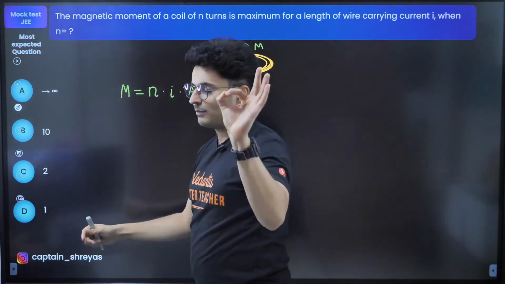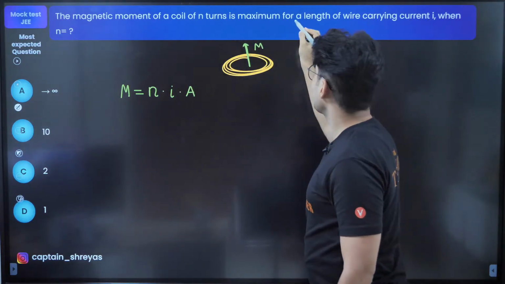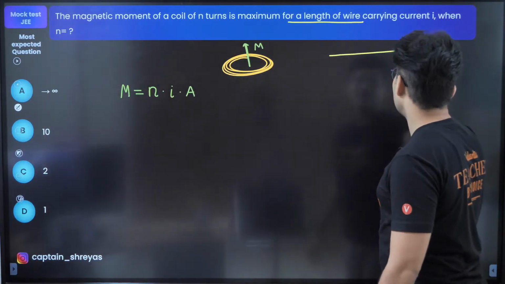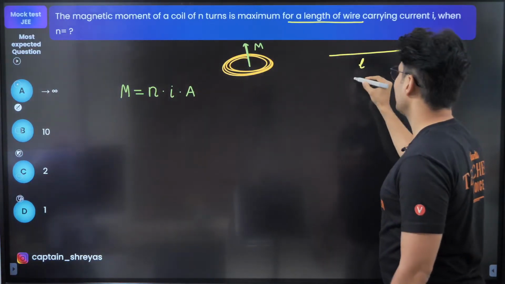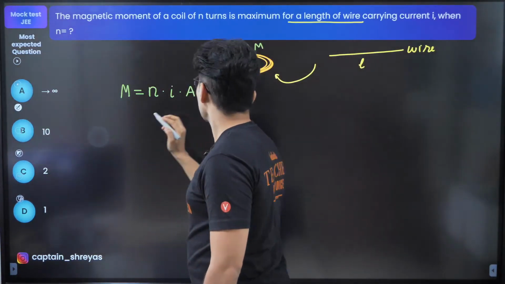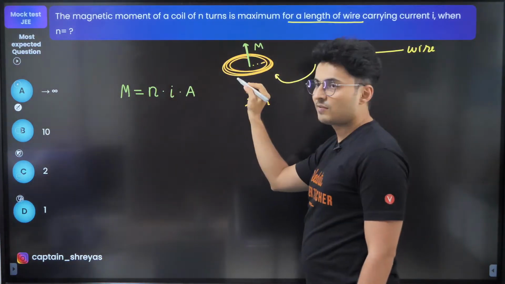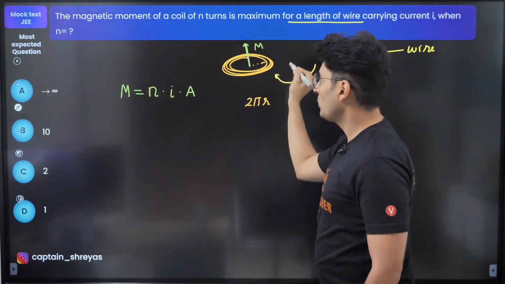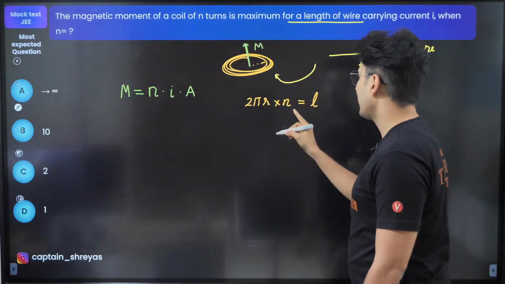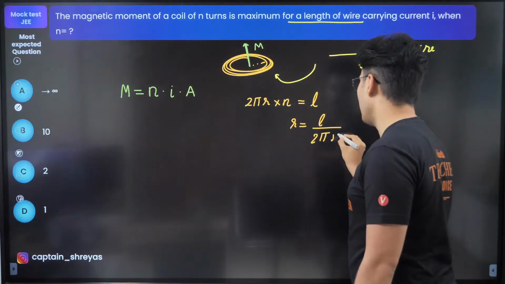Option A? Well, be careful about it. Read the question again carefully. You will see, it is maximum for a given length of the wire. The wire has a given length, and that has been converted into the coil. That means this coil will have a certain radius. 2 pi r is the circumference, and n turns are there, so 2 pi r into n will be the length of the wire. That means the radius will be L divided by 2 pi n, of course.